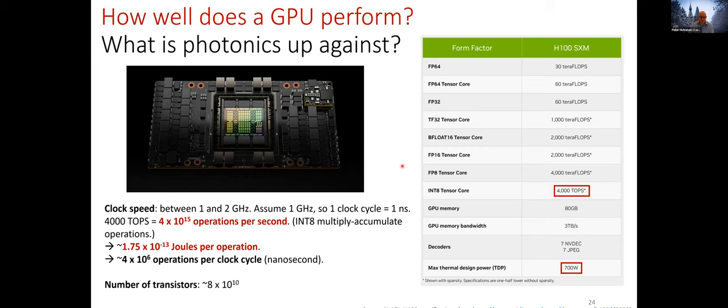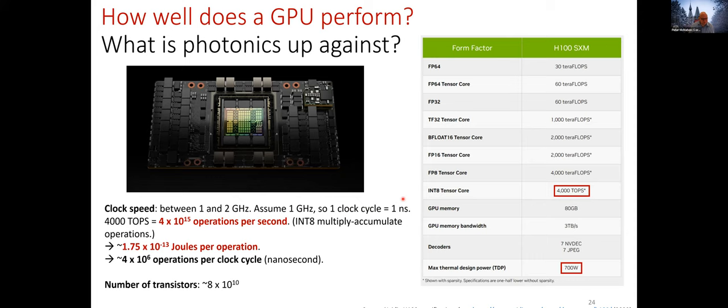Now let's think about these numbers a little bit and what they mean for us as a target. The clock speed of this device is probably between 1 and 2 gigahertz. I don't think the exact number has been announced yet, but let's assume for now it's 1 gigahertz. That means one clock cycle takes 1 nanosecond. This is going to be relevant in a bit.